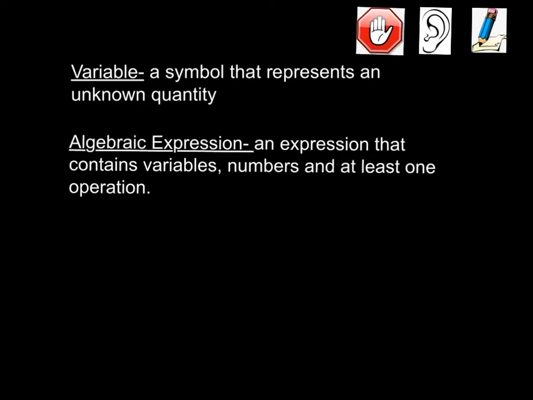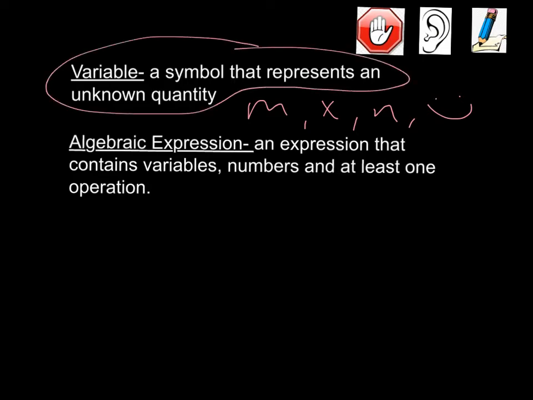So our first definition is variable. A variable is just a symbol that represents an unknown quantity, an unknown quantity being represented by a symbol. These symbols can be m, x, n, a smiley face, some kind of symbol to represent an unknown quantity. This part I need you to have in your notebook.